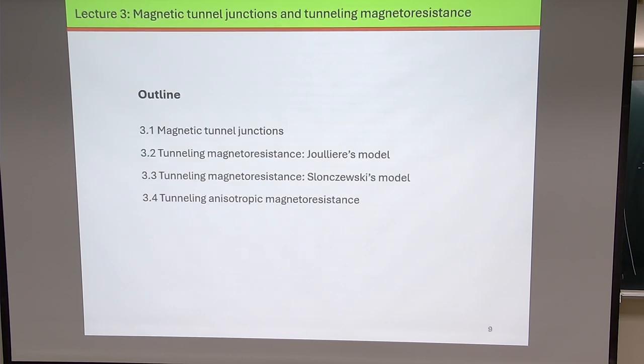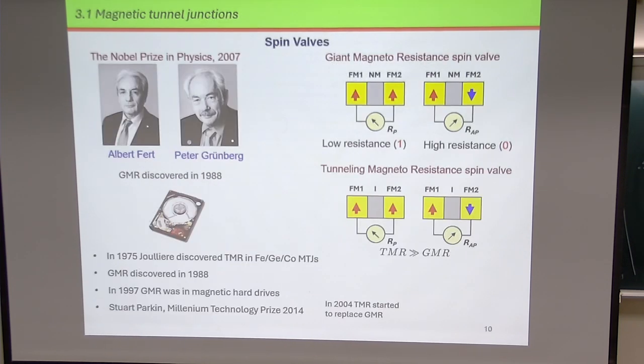Okay, so for the magnetic tunnel junctions, I will talk a little bit about what these magnetic tunnel junctions are, what they are useful for, and how to model them. So I will discuss a couple of models. I have some notes with all this math, but I will probably skip some of it and just give you more or less the idea of these models. And then I will present a brief discussion about the tunneling anisotropic magnetic resistance.